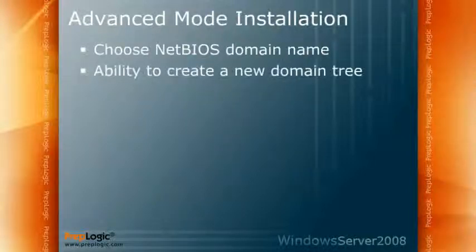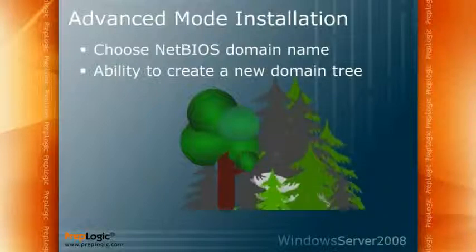Also, if you want to create a new domain tree, remember an Active Directory domain forest can have a disjointed namespace with several domain trees inside it. I could have an Active Directory forest that contains aaronspurlock.local as well as contoso.com within one forest. Those are separate domain trees. In order to create a brand new domain tree, however, you need to use the Advanced Mode Installation.